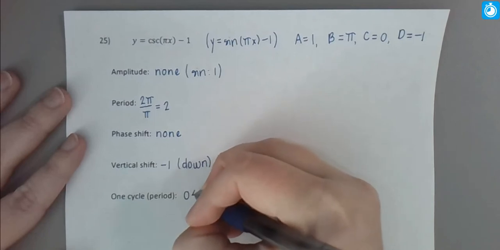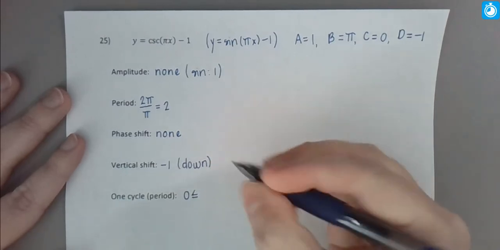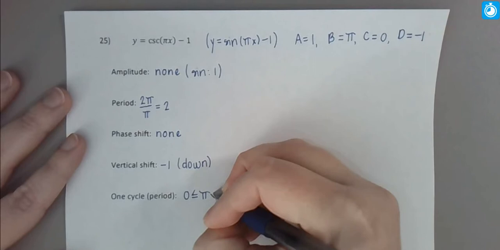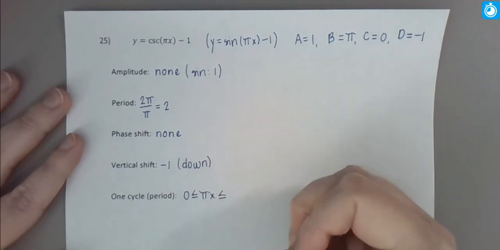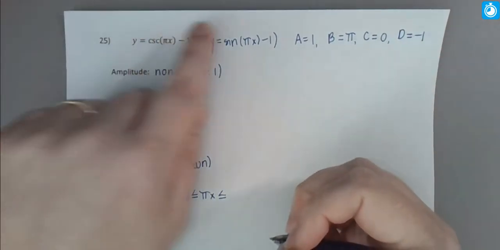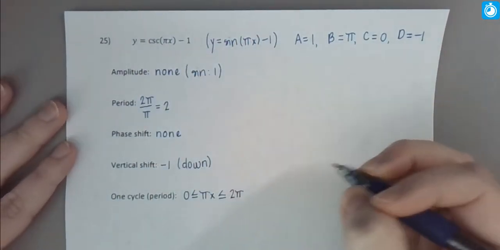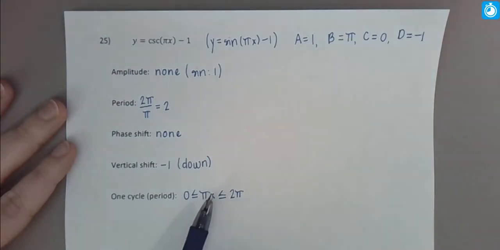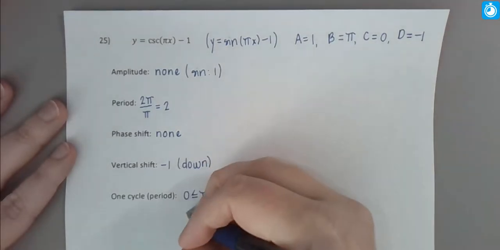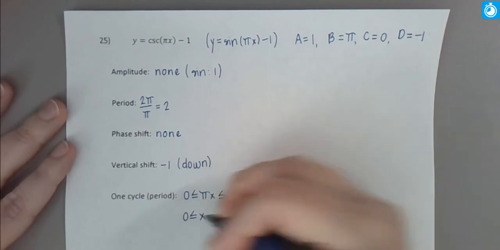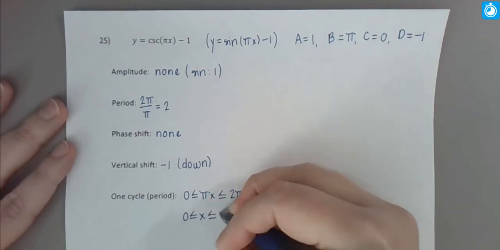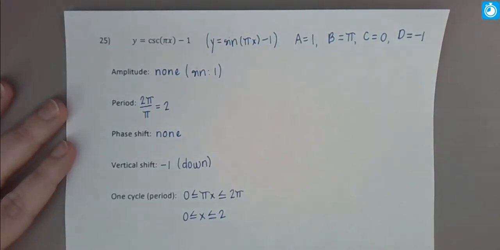So we're going to set up our inequality. 0 is our standard left-hand endpoint. We're applying these values to our input for our cosecant and for our sine. And we know that that standard period ends at 2 pi. Okay, so how does this affect x, the actual value we're graphing in terms of? Well, we need to divide by pi on both sides. 0 divided by pi is still just 0. And then 2 pi divided by pi is going to be 2.